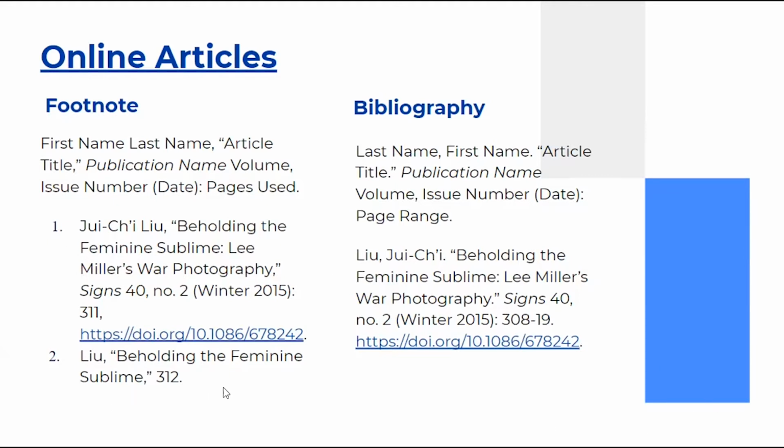And the shortened form is similar to the print article, and then it's last name, article title, and page number. You don't have to keep including the link. The bibliography, just like with the print version, the name is inverted once again. Last name, comma, first name, followed by the article title in quotations, period, publication name, volume, issue number, and then the date in parentheses, colon, page range, and then of course you'll include the link as well.